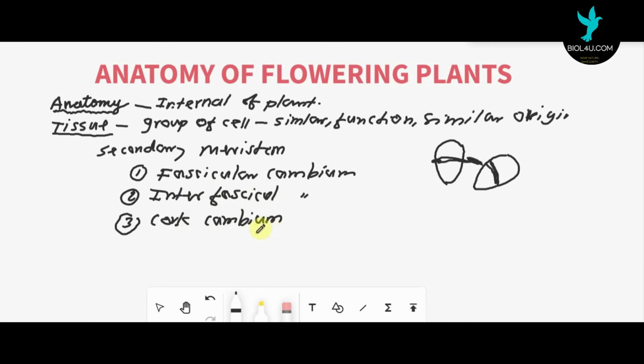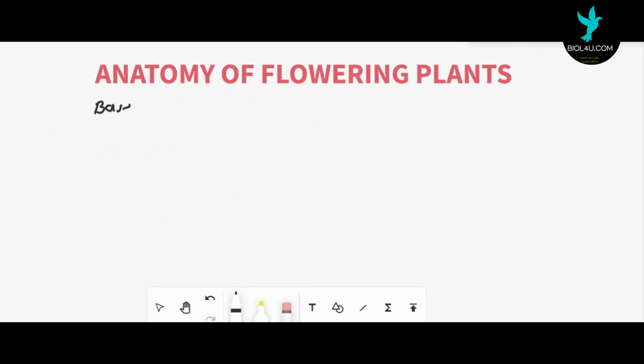Then let us go to the classification of the meristem according to position. Based on position, the meristems are classified into different types.